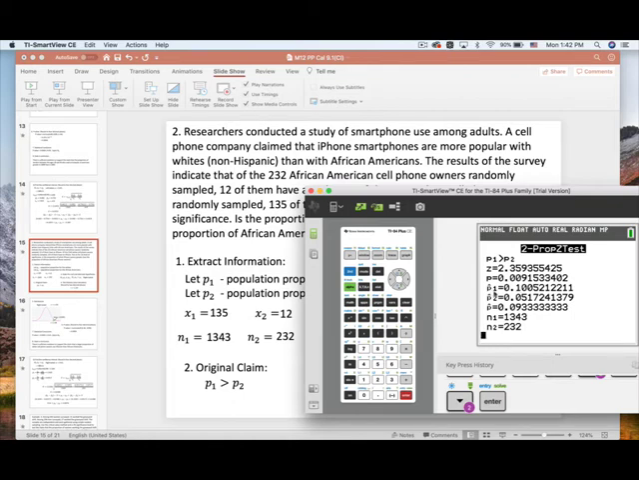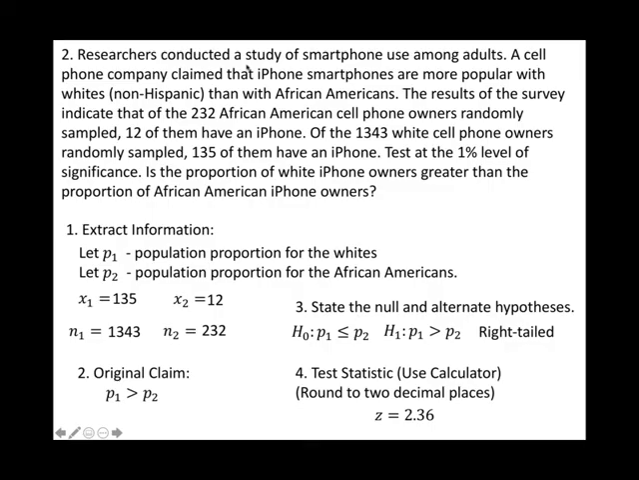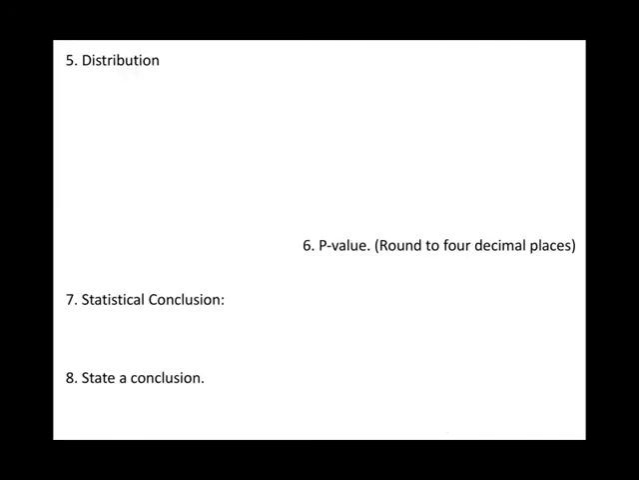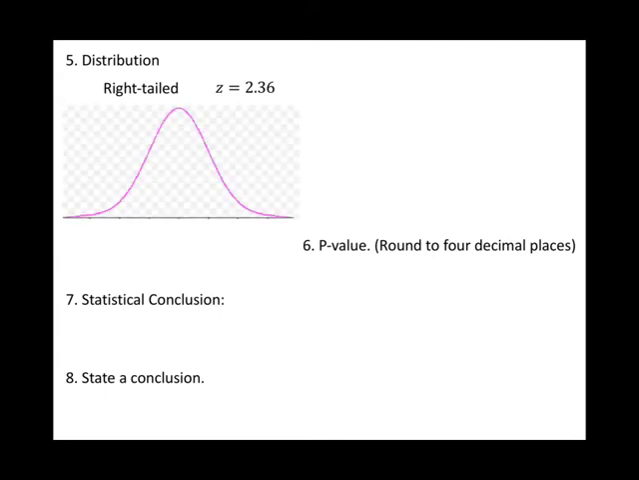And you do have the sample proportion P1 in here. Remember how to find your P1? You're going to do X1 over N1. P2 will be X2 over N2 here. Your test statistic will be 2.36. Okay, distribution. We are working on a right-tail test and we have the test statistic 2.36. So Z, this is a normal distribution and we have the right tail.